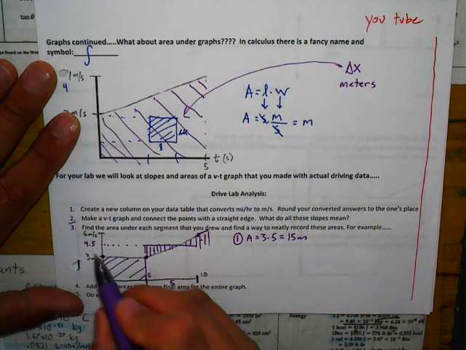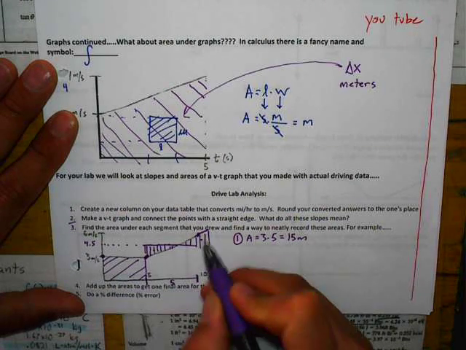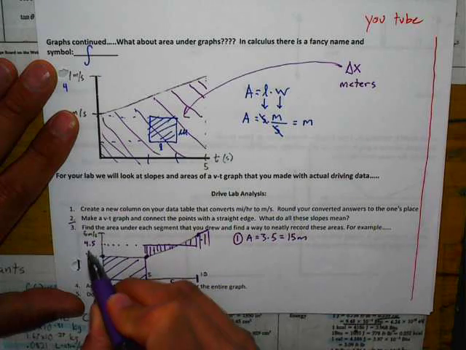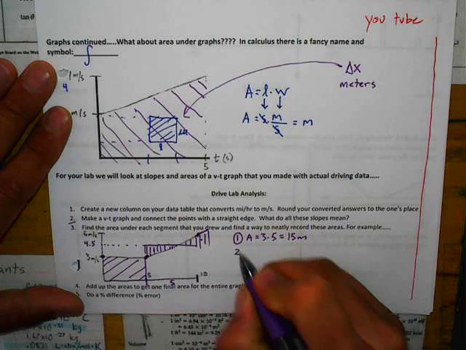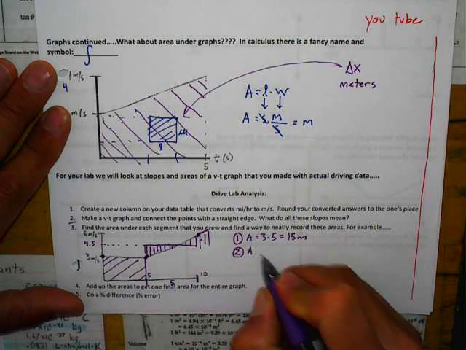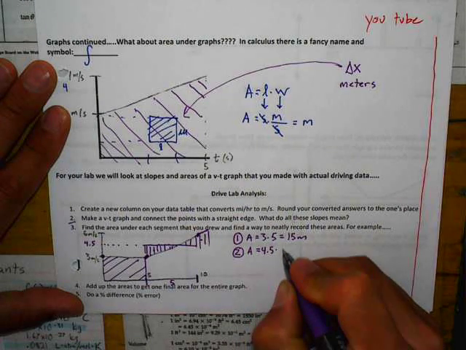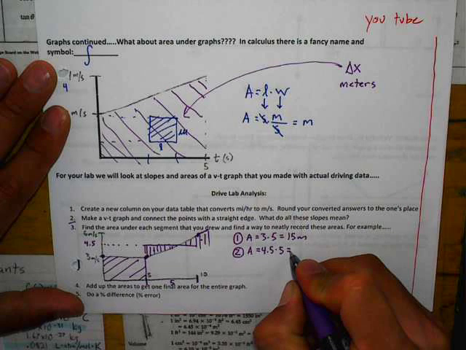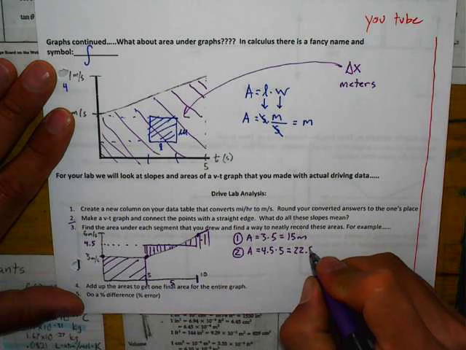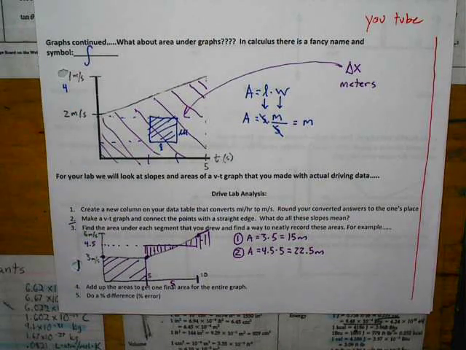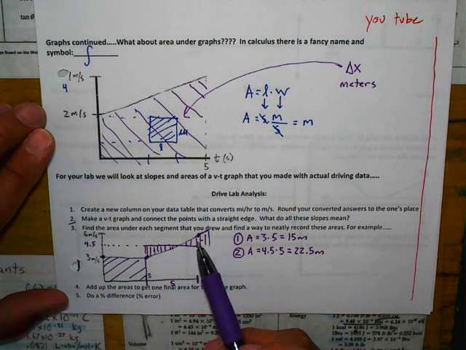And so if I have this speed and this speed, I started here at 3 meters per second, I went up to 6 meters per second, my average speed was 4.5. So for segment 2 here, my area is going to be my average speed, which is 4.5 times 5 seconds. And if I do that on the calculator, I get 22.5 meters.